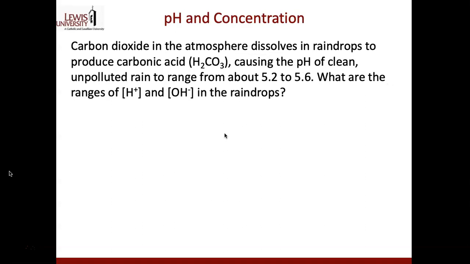Carbon dioxide in the atmosphere dissolves in raindrops to produce carbonic acid. So anytime CO2 dissolves in water and creates carbonic acid, this causes the pH of clean, unpolluted rainwater to range from about 5.2 to 5.6. So what are the ranges of concentration of H plus and OH minus for the raindrops? Go ahead and pause the lecture and calculate this on your own.